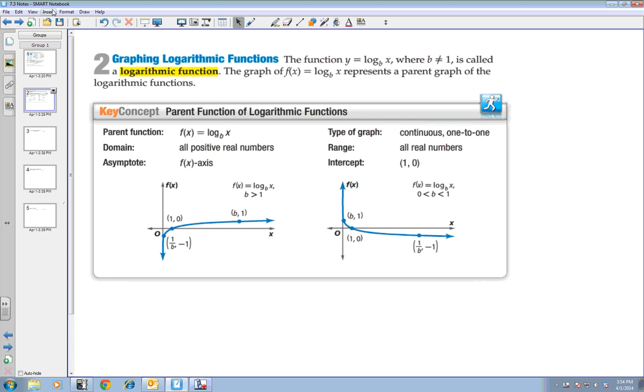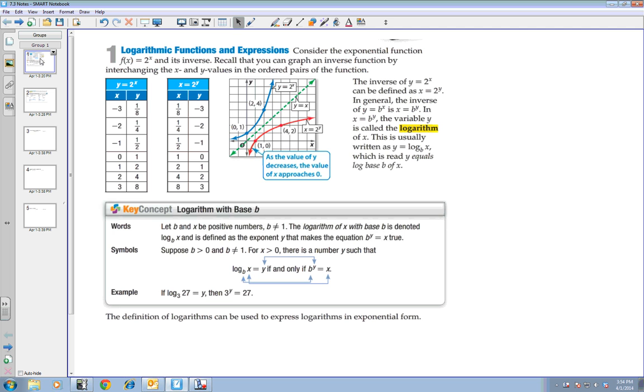Okay, this is section 7.3, and 7.3 is about logarithms and logarithmic functions. The first thing we're going to talk about is exactly what a logarithmic function is. So let's look at this first thing on your notes. It says, consider the exponential function f of x equals 2 to the x.